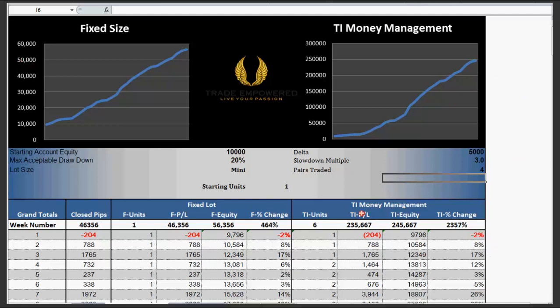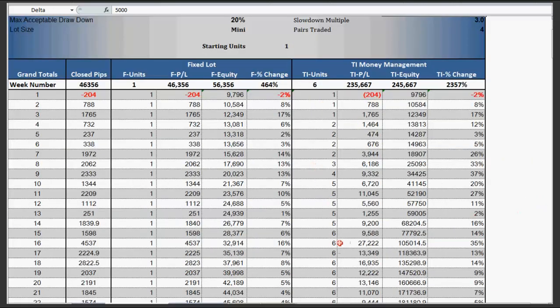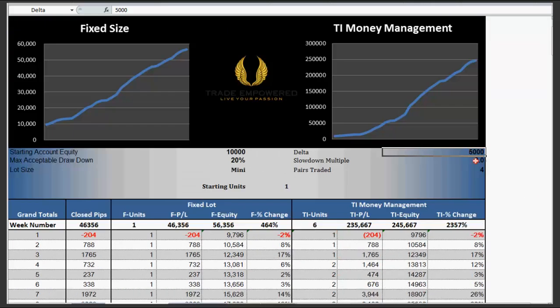And all the math here is done for you. So all you have to do is take a look at your equity curve, take a look at your drawdown, take a look at your increase and decrease of position sizing, and then play around with your delta and your slowdown multiple to make a determination.